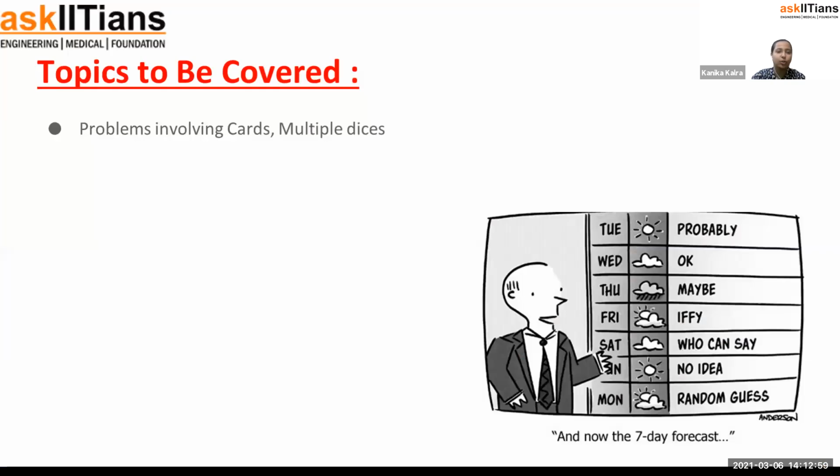Now let's understand what we learn in these slides. We will be talking about playing cards and multiple dice. There are 52 cards, and multiple dice would give 36 outcomes. We will be learning this in detail. Let's look at it.